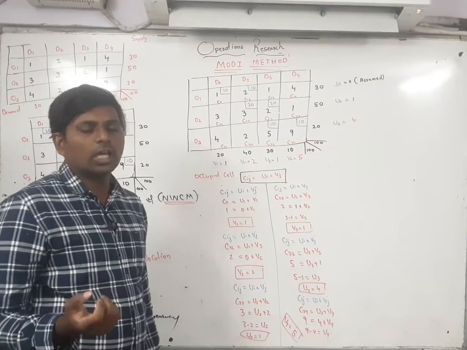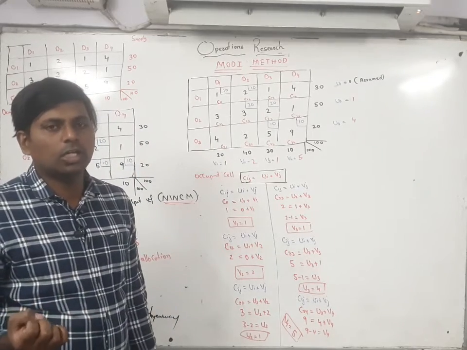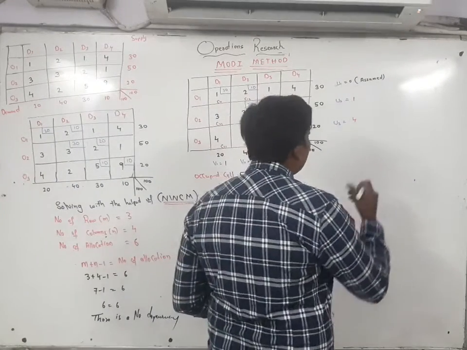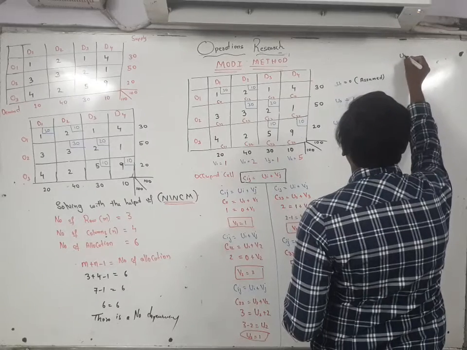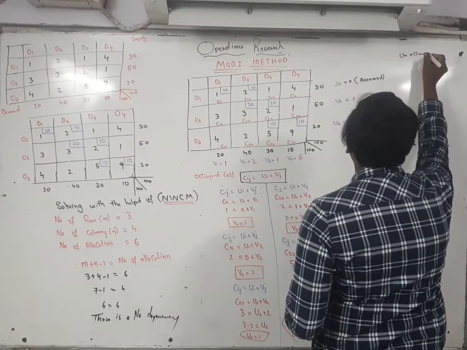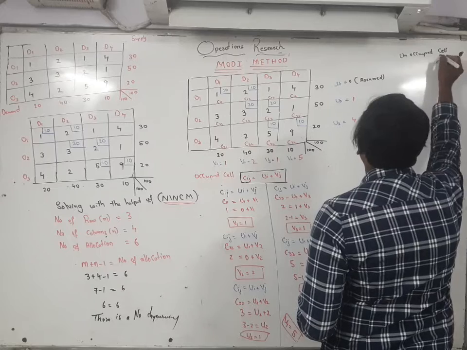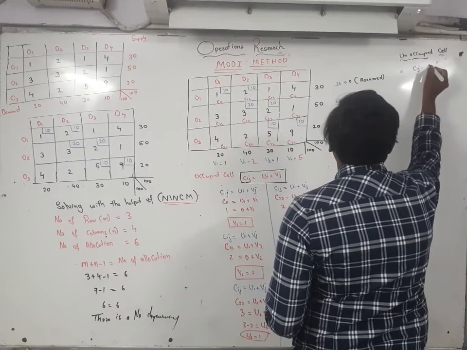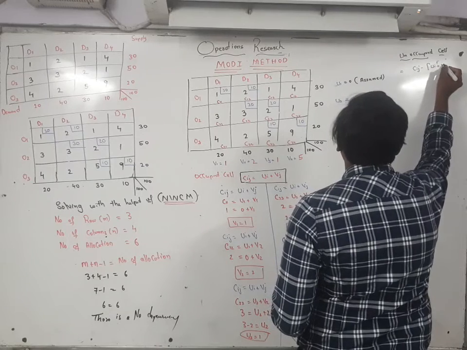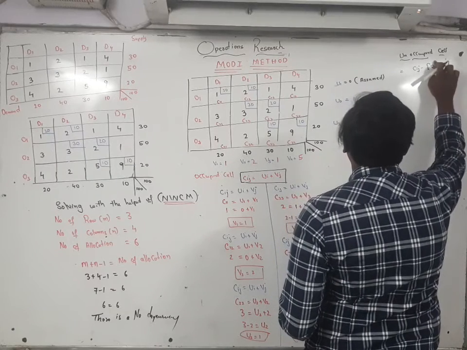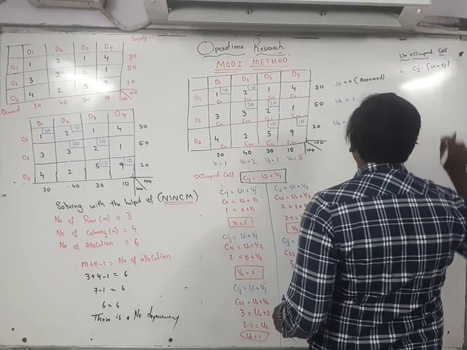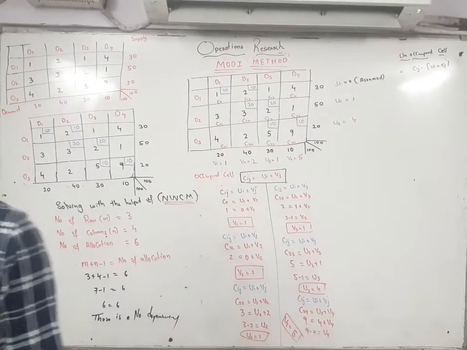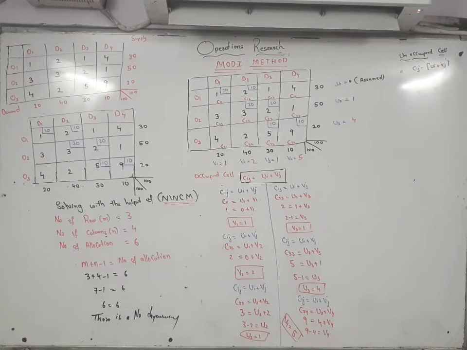Next you have to find out the unoccupied cell. So here I will write down the formula for the unoccupied cell. This is the formula for unoccupied: Cij minus ui plus vj. This is the formula for the unoccupied cell. Cij minus ui plus vj for the unoccupied cell.